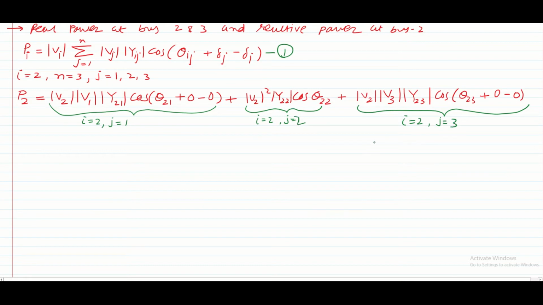Clear? So this is how we will calculate the calculated power, the active power at bus number 2. So let me substitute the value of each parameter which we have derived, and some of the parameters are already given to us. So the value of V2 is 1 per unit.